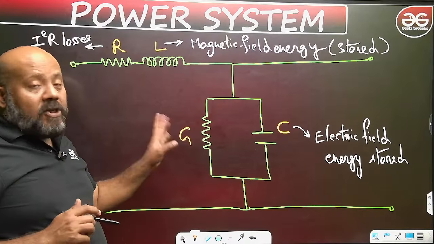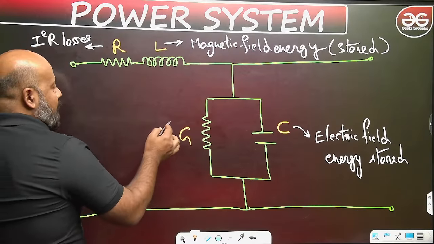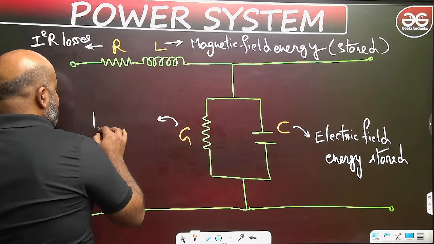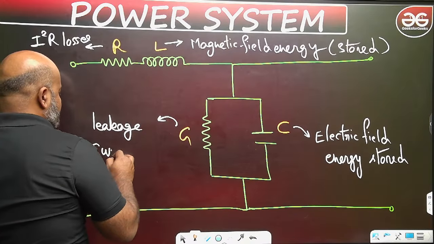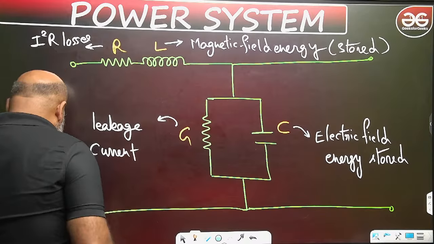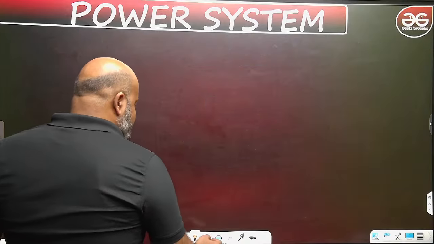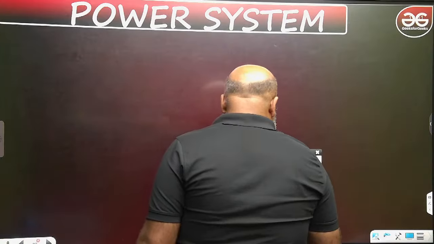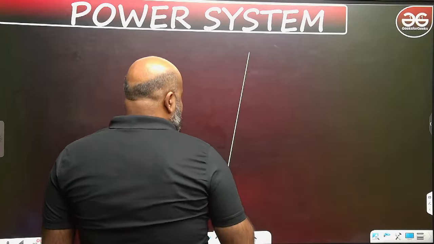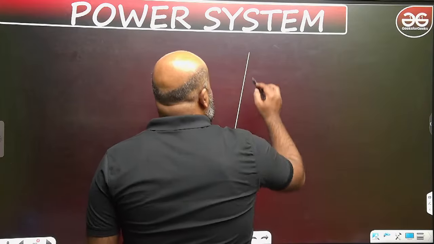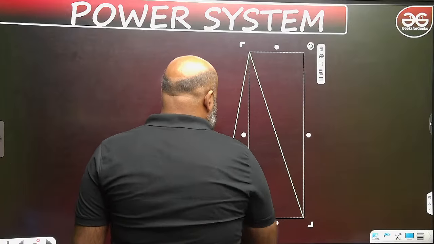Now, what is this G doing? This G actually represents the leakage current. Sir, what is leakage current? We don't know. So, just see this. Suppose this is your transmission tower.